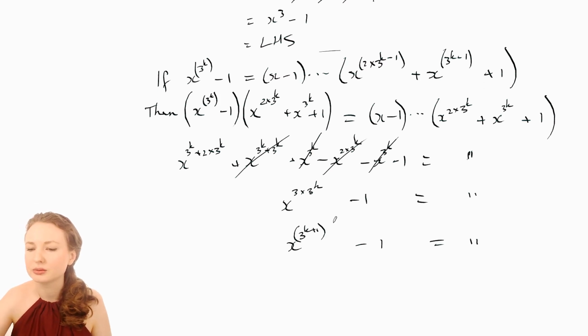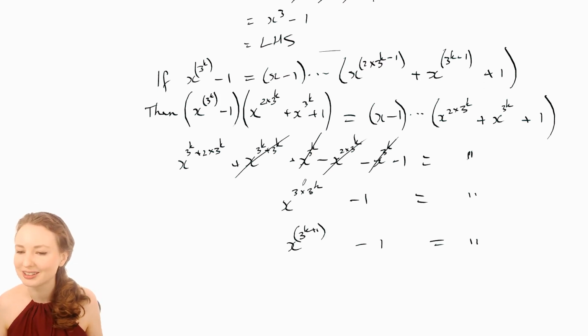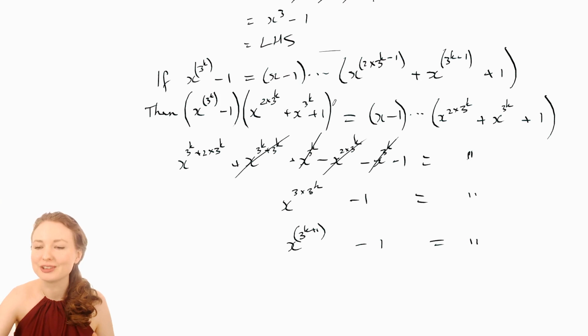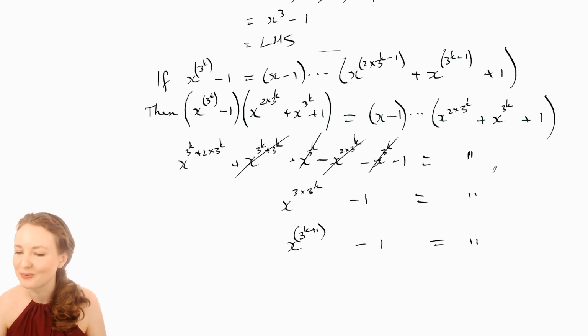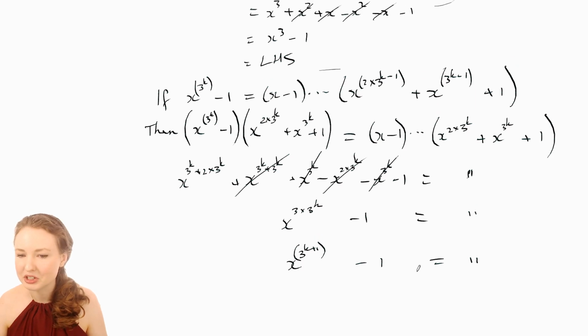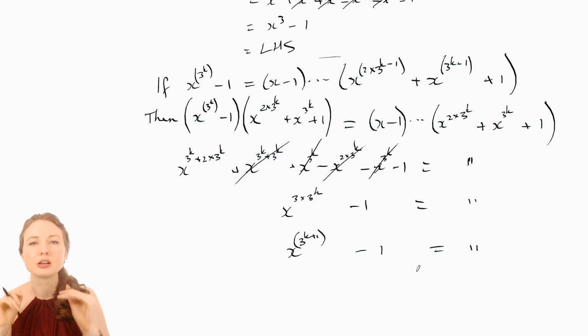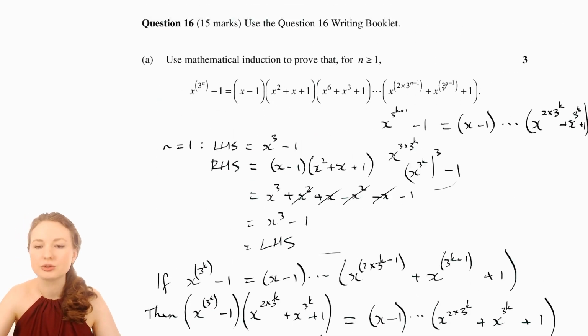I find this sort of more straightforward. Just do something to both sides of the equation that's going to give you the next one in the sequence. It tends to work most of the time. Okay, so that's pretty much it for that one. Then you can just have a conclusion line which says something like, therefore, by mathematical induction, this is true for all n greater than or equal to 1.